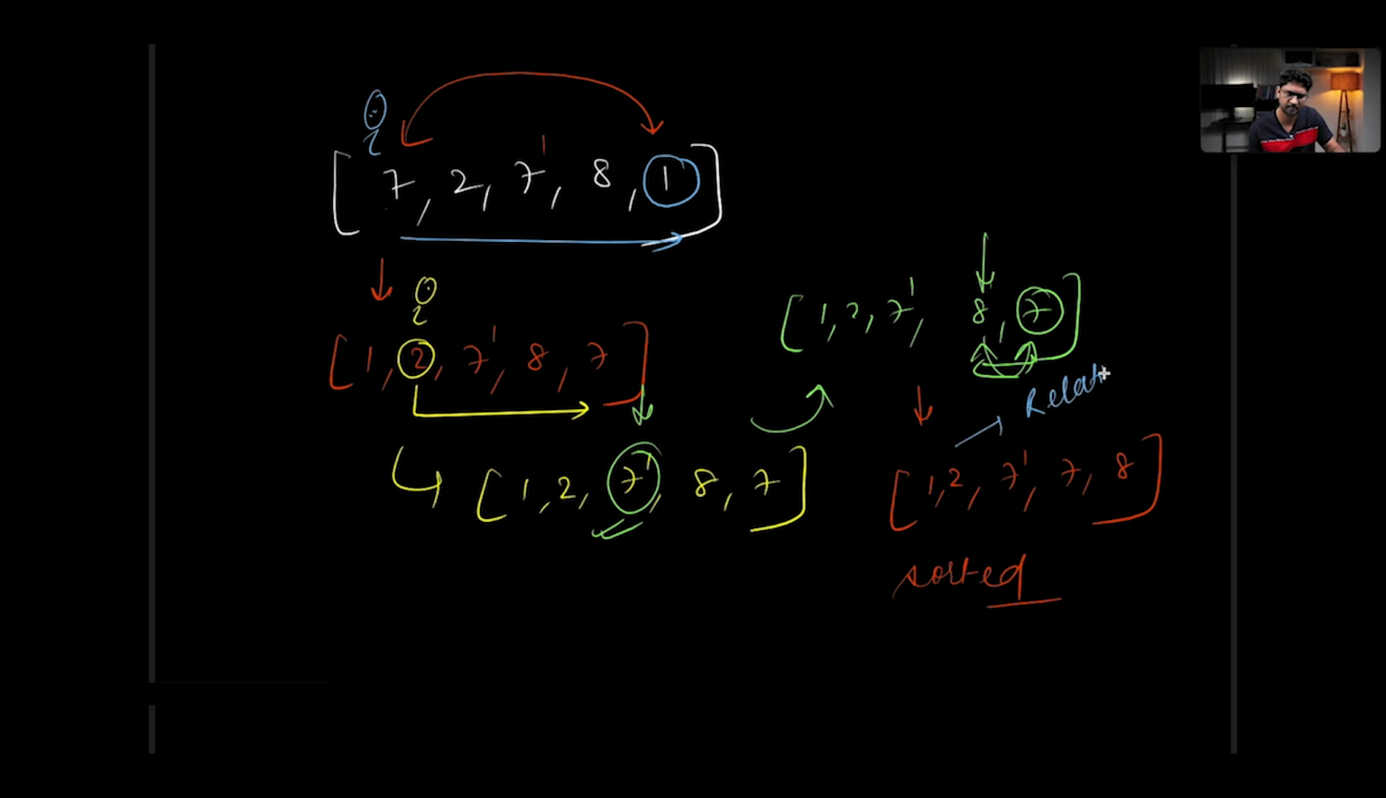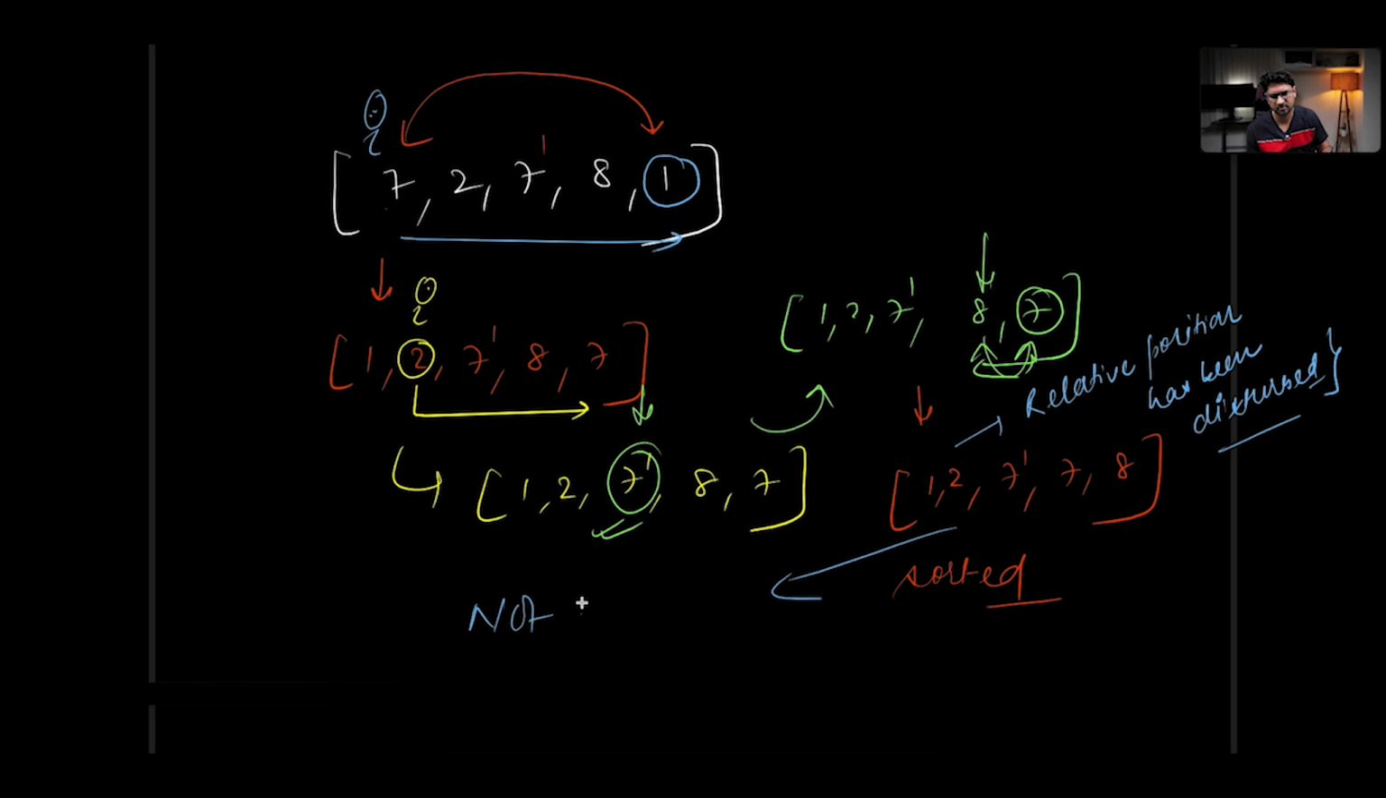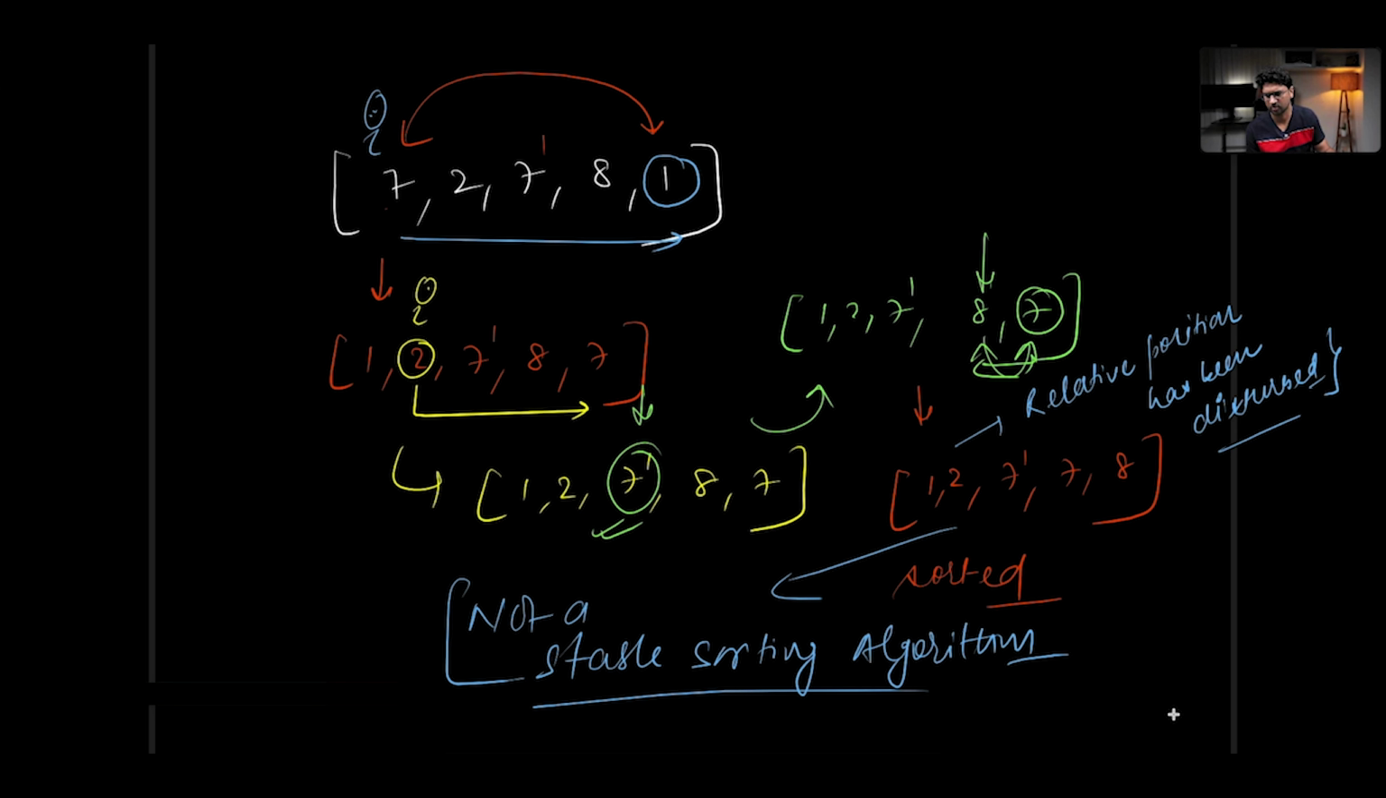So the relative position has been disturbed. And since the relative position has been disturbed, this is not a stable sorting algorithm.